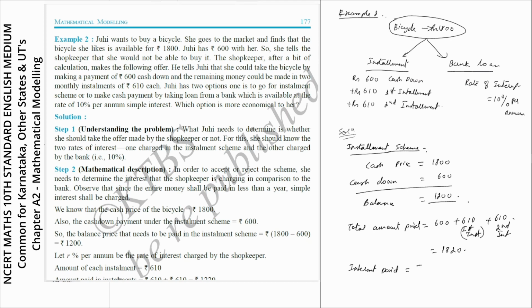Okay, therefore interest paid is equal to total amount paid minus cost price of bicycle. So total amount paid is 1820 minus cost price of the bicycle, which is 1800. So total interest paid is rupees 20.